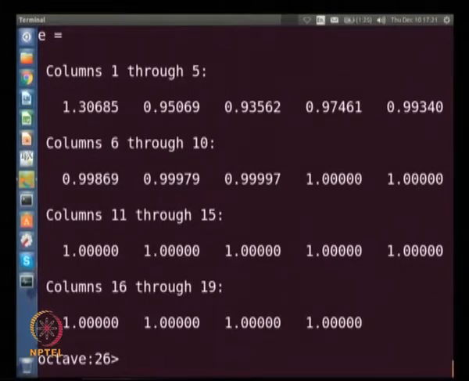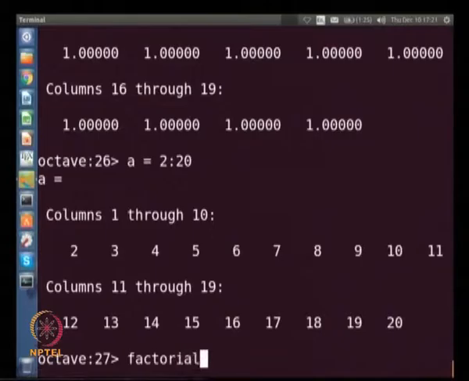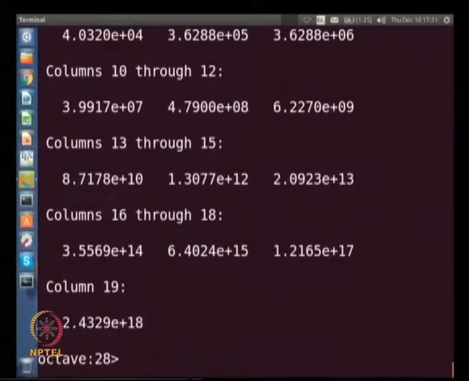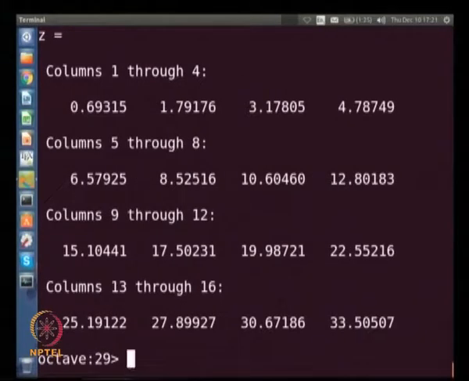So, let me calculate again. A is 2 to 20 and let me call y is equal to factorial of A. Okay, this is correct. Now, let me call logarithm of y as Z is equal to this quantity. Let me call a quantity called B, that is nothing but A times logarithm of A minus A.